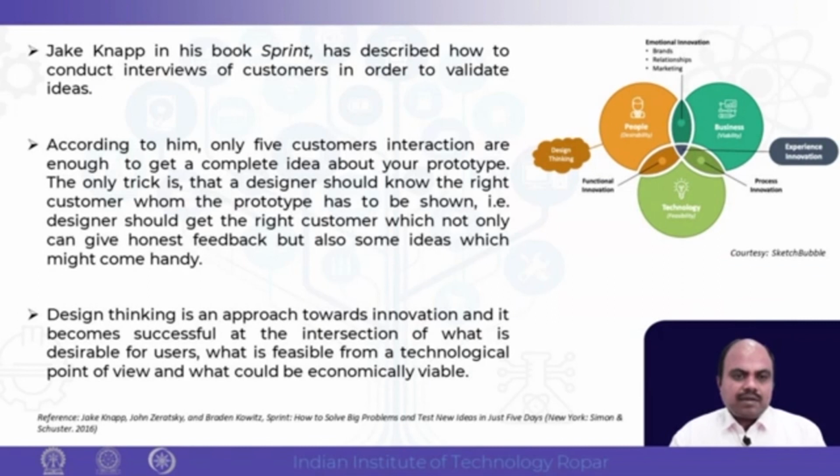Next is Jake Knapp. In his book Sprint, he describes how to conduct interviews and how to validate them. According to him, five customer interactions are enough to get a complete idea of a prototype, and the only trick is that a designer should know the right customer to show the prototype to, not all customers. The designer should find the right customer who will not only give honest feedback but also give ideas that might come up.